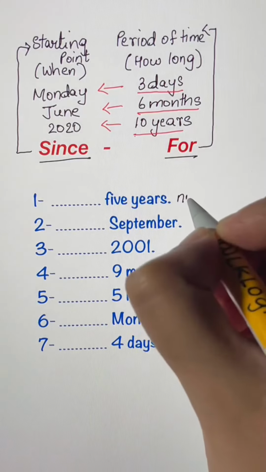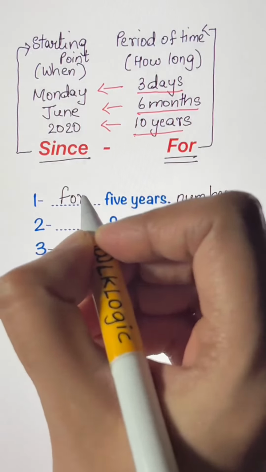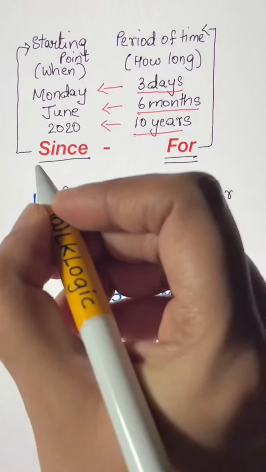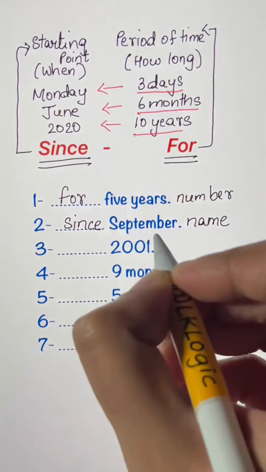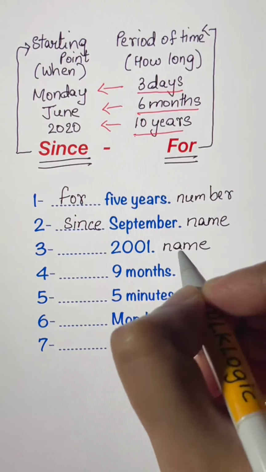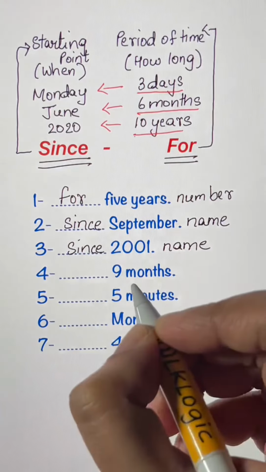5 years, so it is a number of years. So we use for here, for 5 years. September, it's the name of a month. So we use since here, since September 2001. This is not a number, this is the name of the year, guys. So we use since here, since 2001.